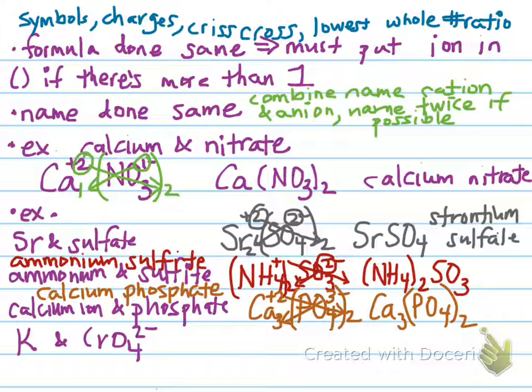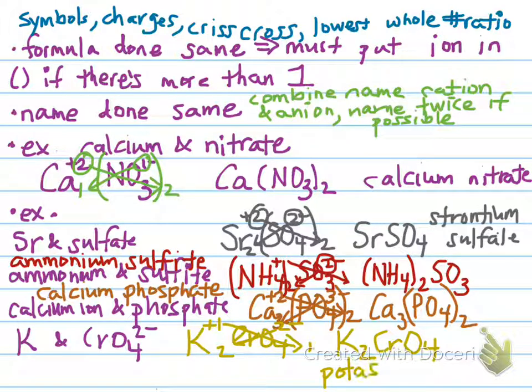Lastly, I have potassium and chromate. So again, I know it's a polyatomic ion, ionic compound. Symbol, potassium's charge is a +1. It's in group 1A. CrO4, charge of -2. I crisscross down. I don't need parentheses because it's a 1. So I have K2CrO4. And this is potassium, and CrO4 that you have memorized is chromate.